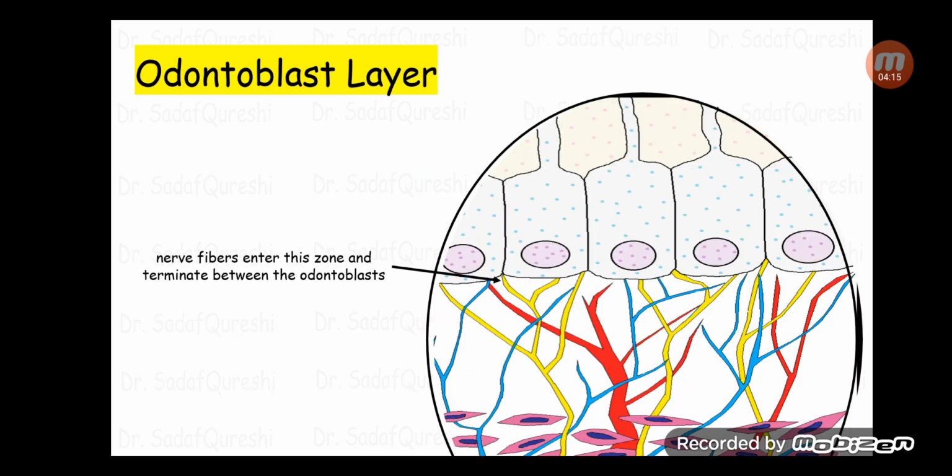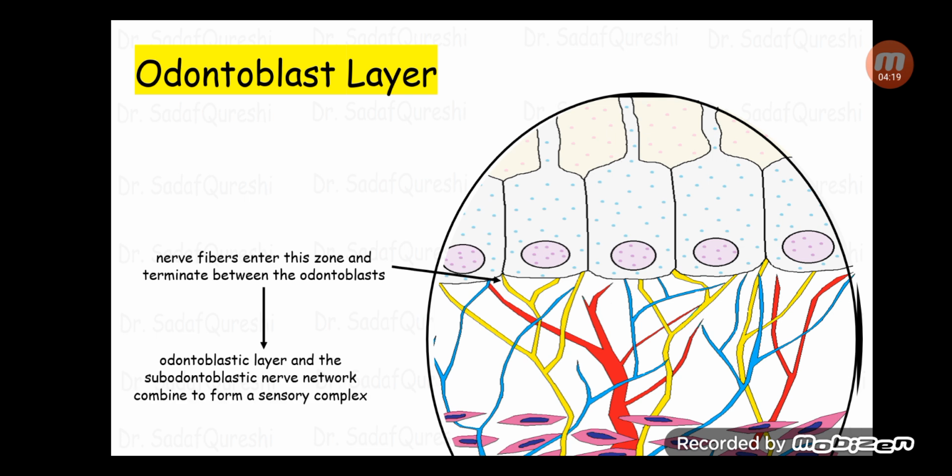Talking further about the odontoblastic layer, there are nerve fibers that enter this zone and terminate between the odontoblasts. The odontoblastic layer and a subodontoblastic nerve network combine to form a sensory complex that contributes to dentinal sensitivity.